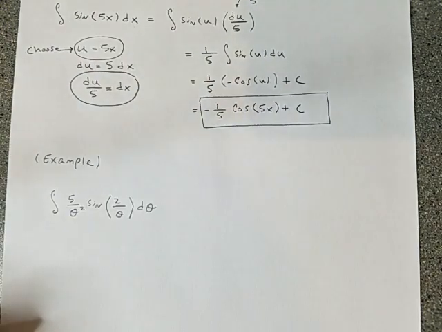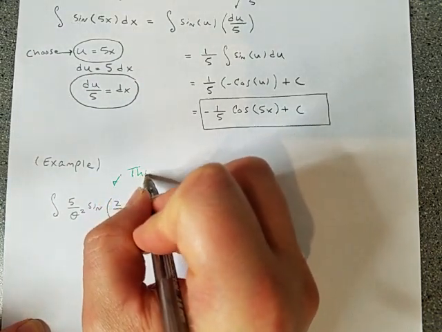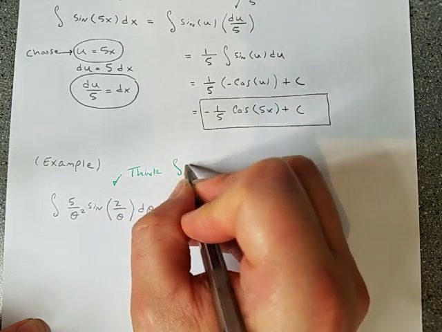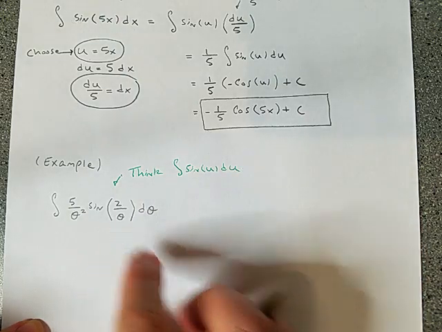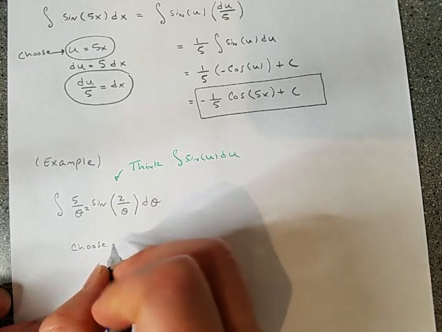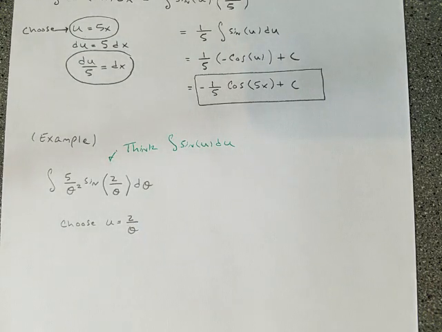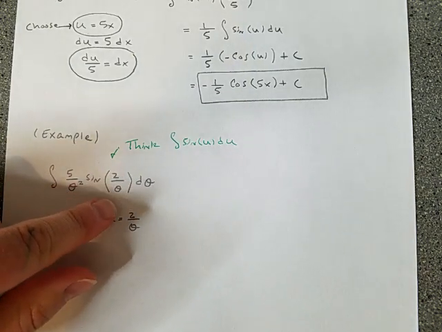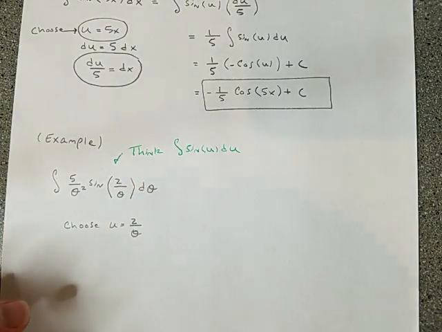All right, now, so again, I think this one will be this. Okay, so I can choose u to be 2 over theta. Theta is the variable in our problem to start with. That's one way you can do it. That's one way you can decide u. You can choose u to be that 2 over theta because you think it will end up being sine u du. You think it's going to be that kind of problem.